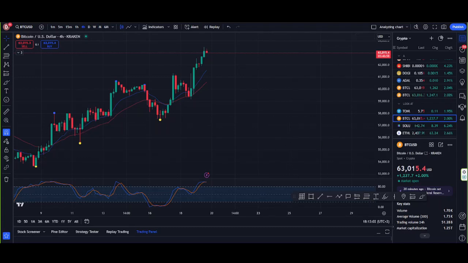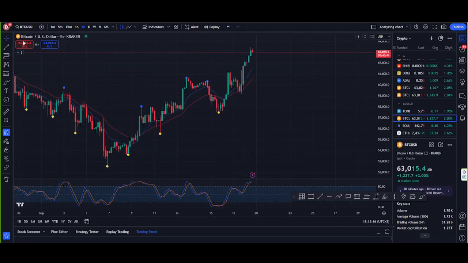As you can see, it is the 19th of September 2024. We're looking at the Bitcoin US dollar chart on Kraken. For those of you who don't know, this interface is TradingView.